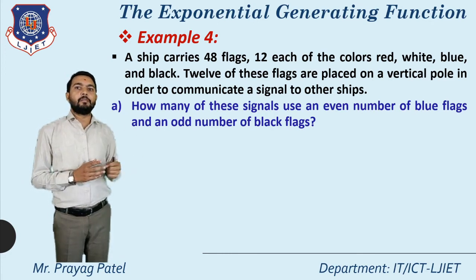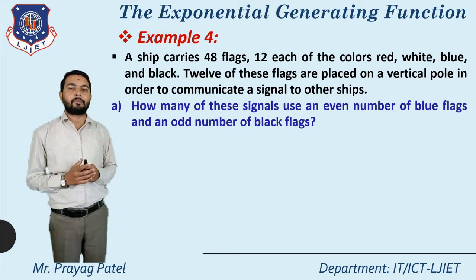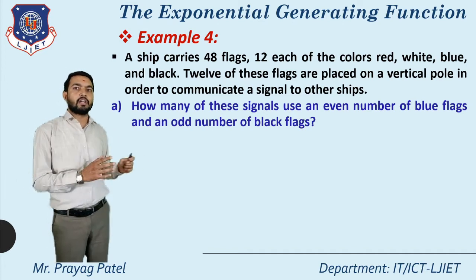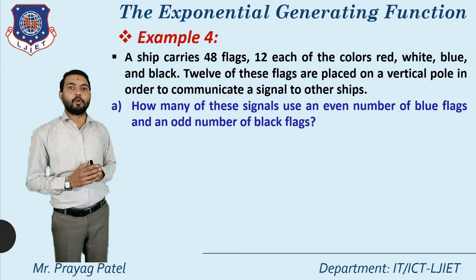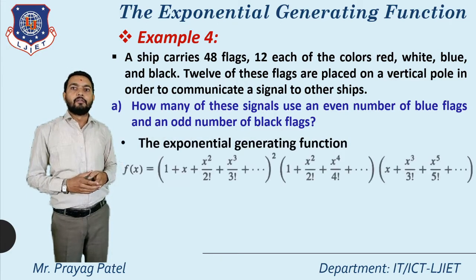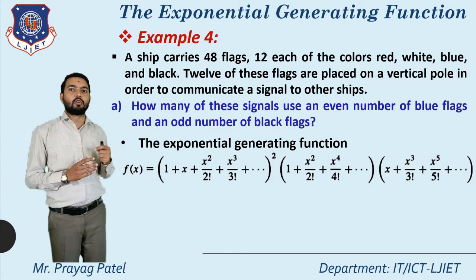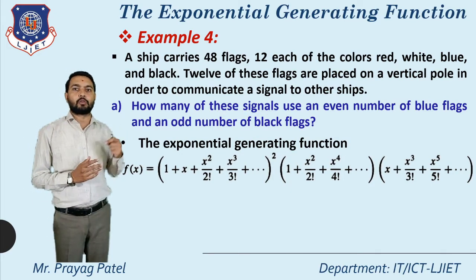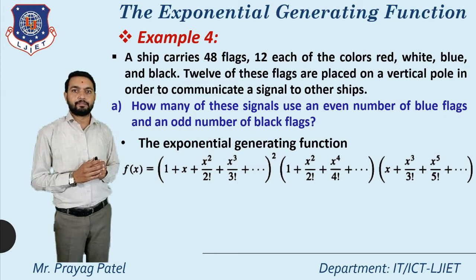Now how many of these signals use an even number of blue flags and an odd number of black flags? The first condition of this example is that we want to find the even number of blue flags and odd number of black flags. So for that, find the exponential generating function. So f of x is equal to 1 plus x plus x square divided by 2 factorial plus x cube divided by 3 factorial like this. So the first thing is for the red color.